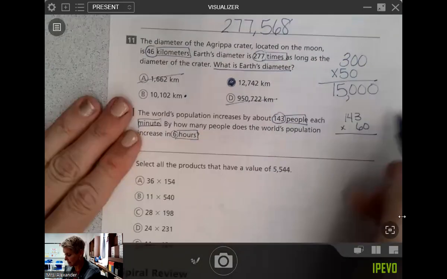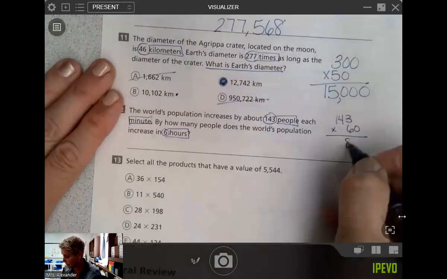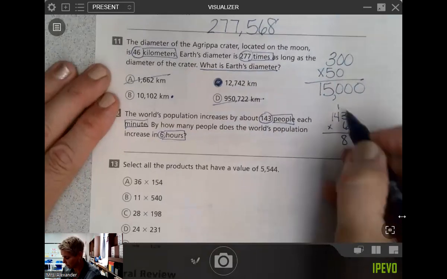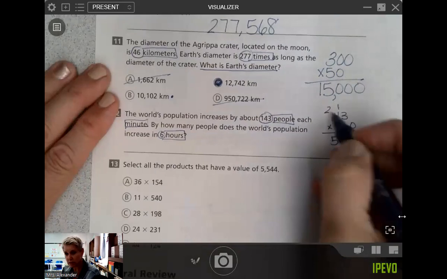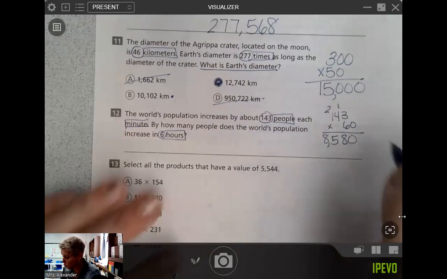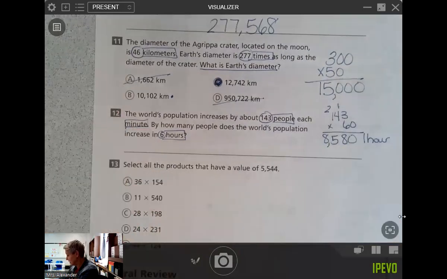So I would first need to do 143 times 60 to get 1 hour. And notice I hung my 0 out there. So I can do 6 times 3 is 18. 6 times 4 is 24, plus 1 is 25. 6 times 1 is 6, plus 2 is 8, and drop my 0 in. So this is 1 hour now, I know, 8,580.